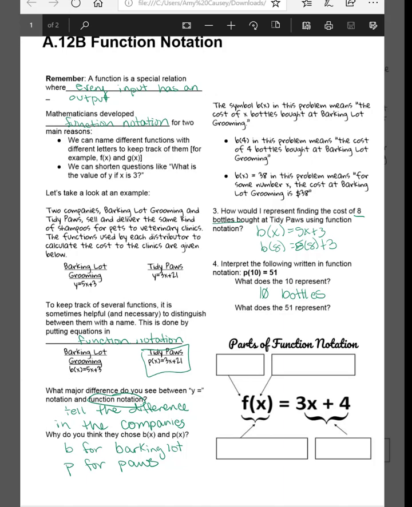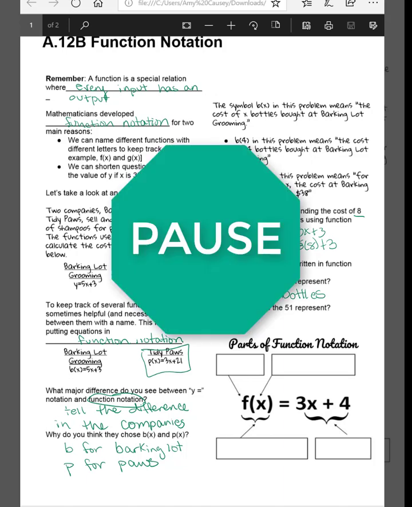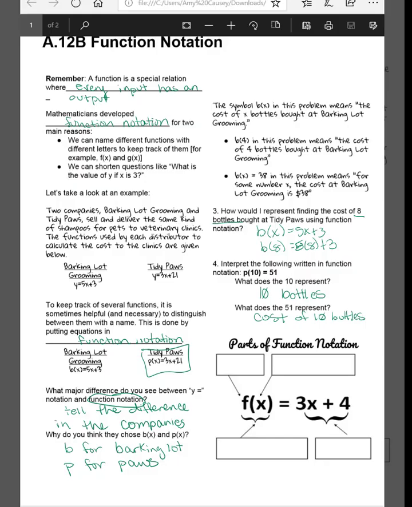Since x is the number of shampoo bottles, then the 10 being in the x place would mean 10 bottles. What does the 51 represent? Press pause now to write down your answer. The 51 would be the cost of the 10 bottles. It's how much Tidy Paws would have to pay for the 10 bottles.